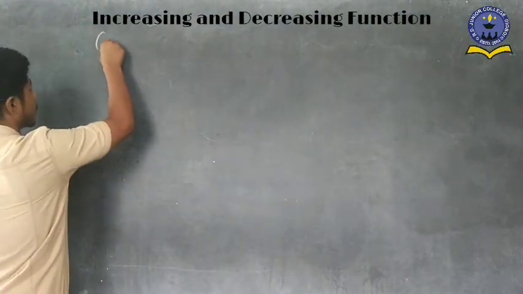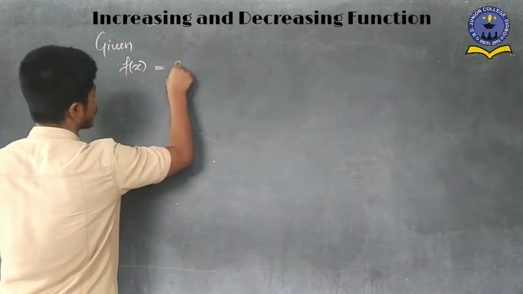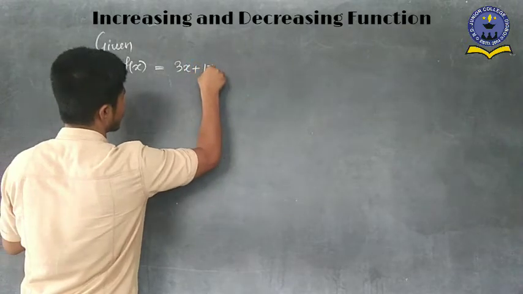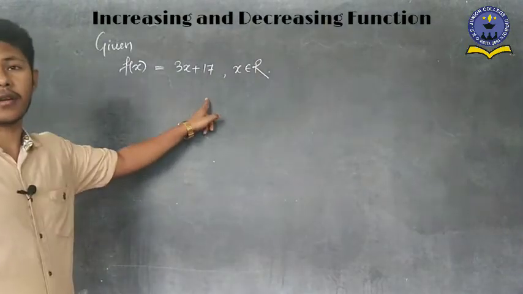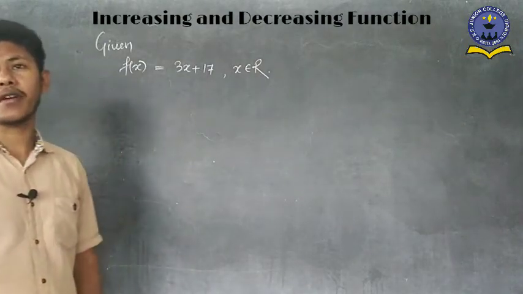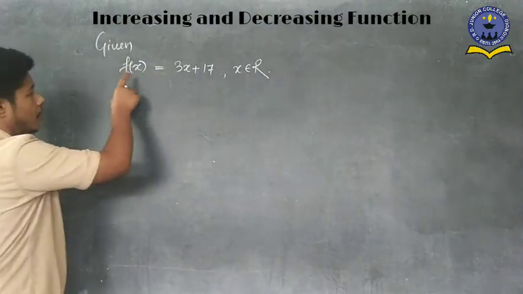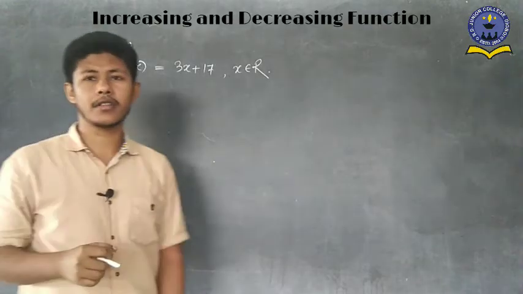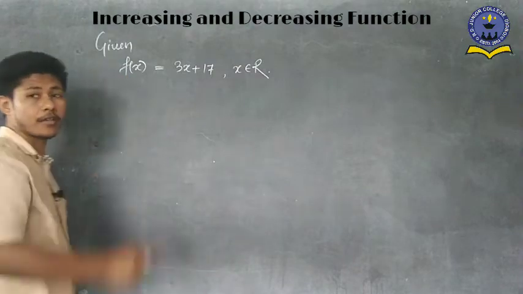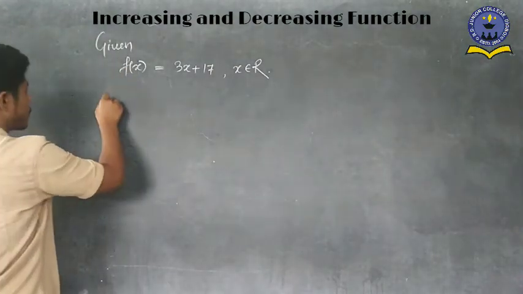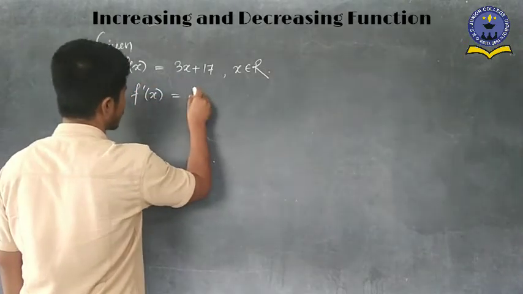So first of all, what we have to do: the given function is f(x) = 3x + 17, where x belongs to R. Already mentioned this, isn't it? We need to prove f(x) = 3x + 17 is strictly increasing on R. In the first method, the strictly increasing condition is f'(x) > 0. So we have to differentiate this with respect to x.